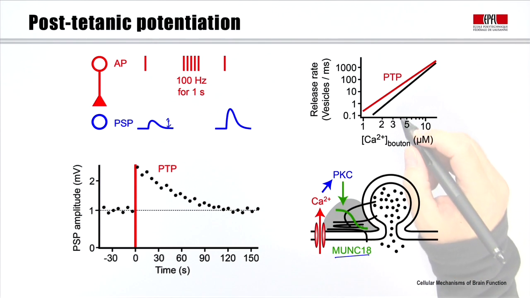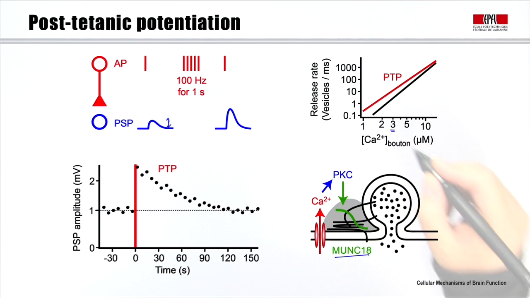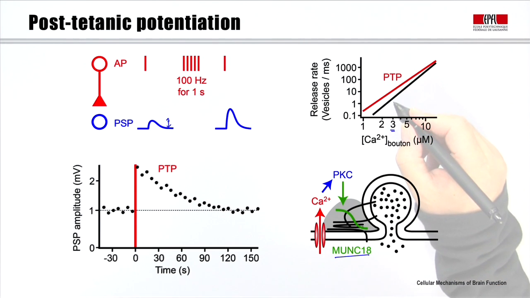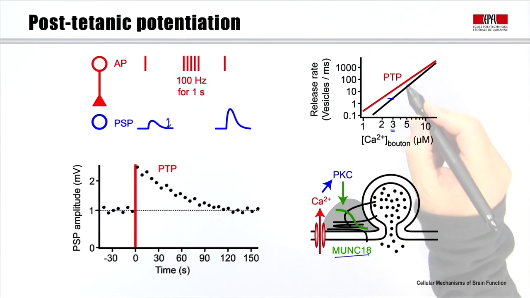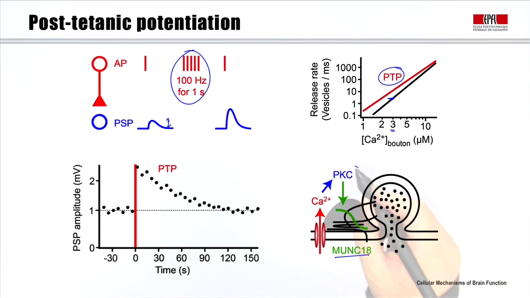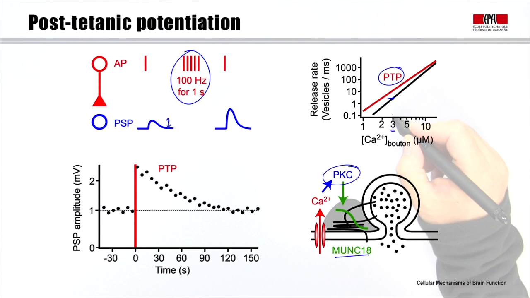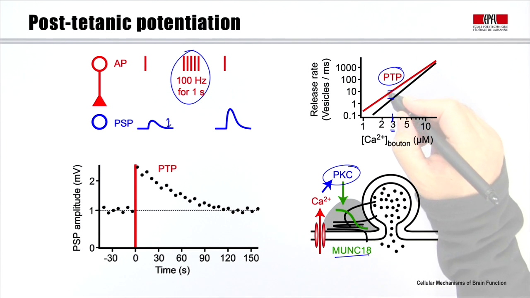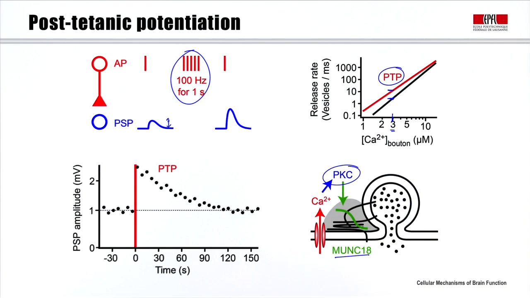And so if our action potential induces, say, 3 micromolar calcium in the presynaptic cell under baseline conditions, after the post-tetanic potentiation, this 100 hertz stimulus, after the activation of protein kinase C and the phosphorylation of MUNC18, 3 micromolar of calcium will now induce a much higher release rate. And that's then what we see here.